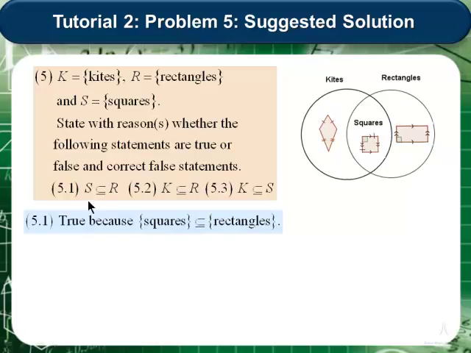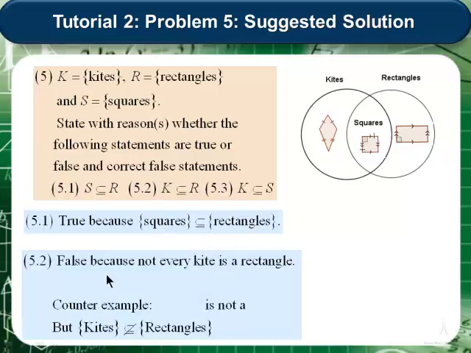The first statement: all squares are also rectangles. That's obvious, right? Because if you have a square, then we know it's a rectangle, because it's a parallelogram with one of the angles equal to 90 degrees. Therefore the set of squares is a subset of the set of rectangles.